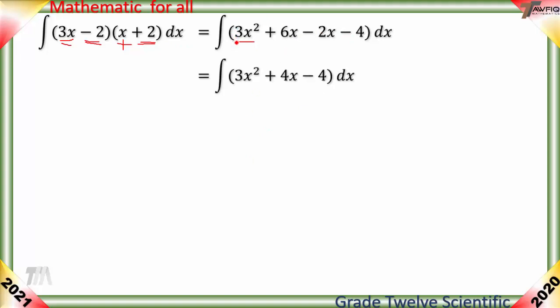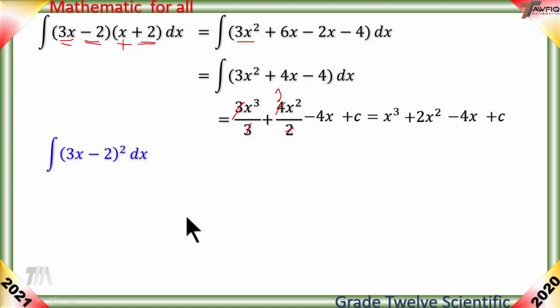Simplifying, rewrite down the 3x squared plus 6x minus 2x is 4x. Write down minus 4. And now take the integration. It becomes 3x cubed over 3 plus 3x squared over 2 minus 4x plus c. Simplifying by cancelling 3 with 3, it becomes x cubed, and cancelling 2 with the 4 remains 2x squared. After that, write down minus 4x plus c.